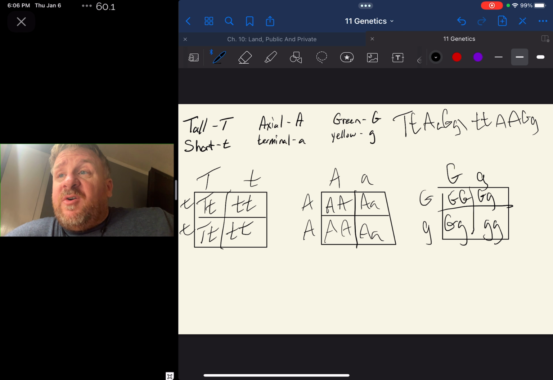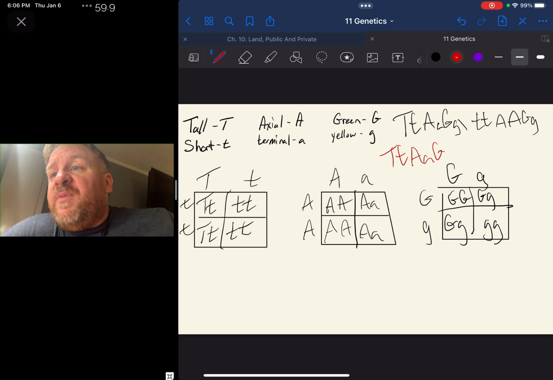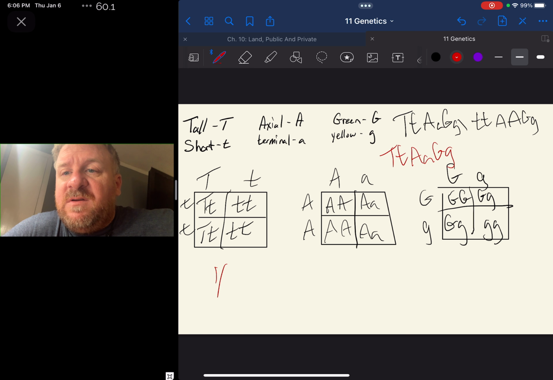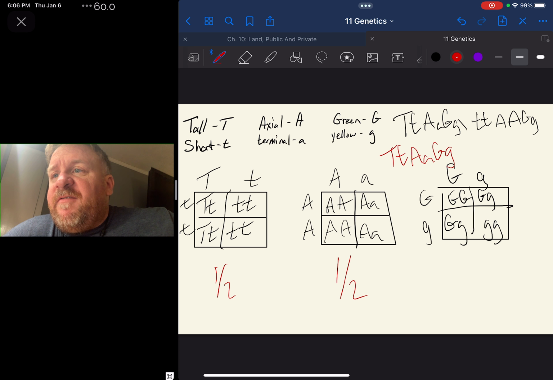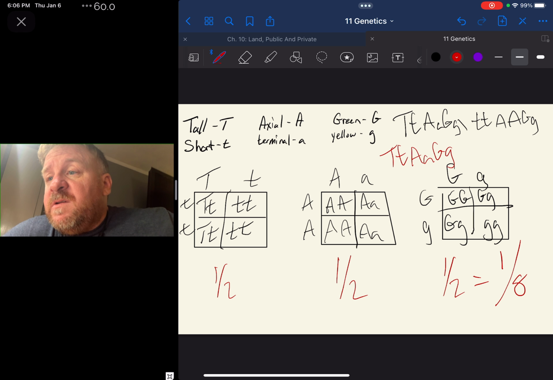Then we come back through and ask the same questions that we were doing before. How many are heterozygous for everything? So big T, big A, big G, little g. We come over to the T's. How many are heterozygous? Half. On the A's, half. And on the G's, that's also half. So you take 2 times 2, that's 4, times 2 is 8. So 1/8. You just keep multiplying fractions together, and that's it.